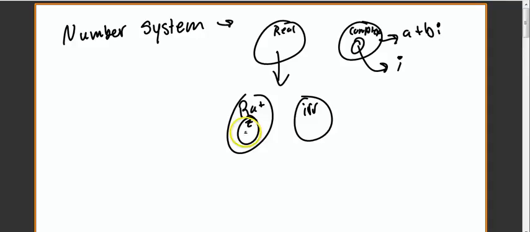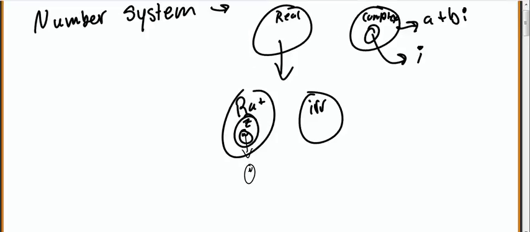Then you'll have your whole numbers, W. That's your whole numbers, no negative numbers, but including the number 0. And then last is your natural numbers, which are your counting numbers, the numbers that you use to count. You start at 1 and you count from there: 1, 2, 3, 4, 5, 6, on into infinity.